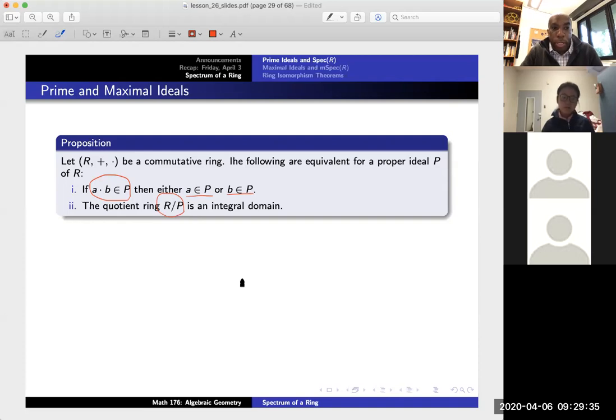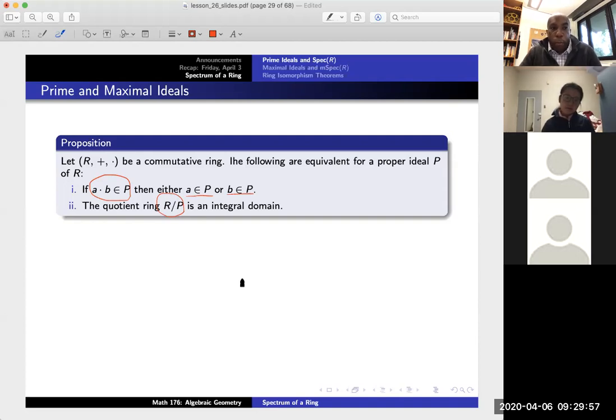Right, so again, the quotient here is an integral domain, so that means that it doesn't have any zero divisors. That's equivalent to saying if the product A times B is in P, then either the first element A is in P or the second element B is in P. So remember, we're working in a commutative ring, so A times B is equal to B times A, right? So the order here doesn't matter.